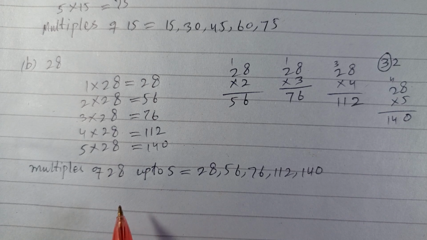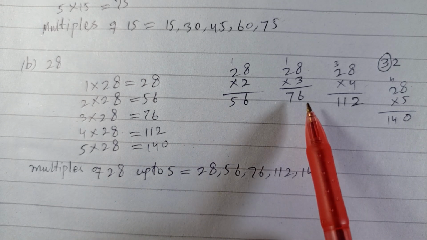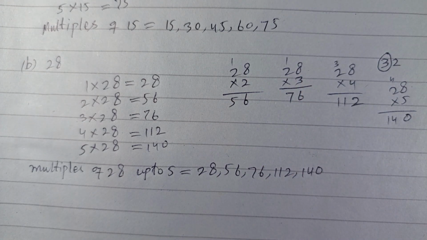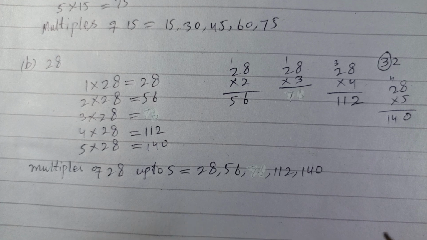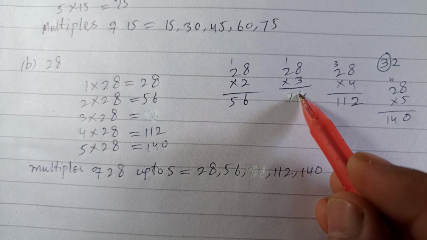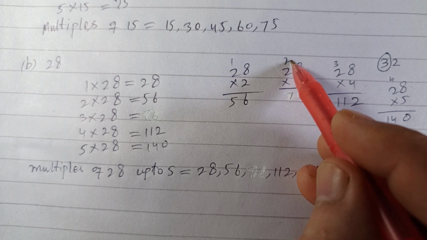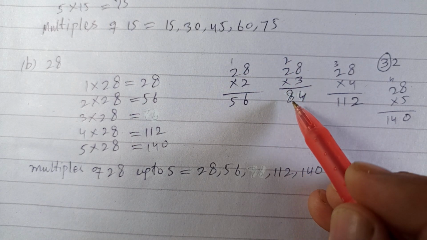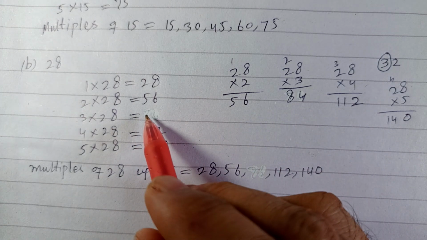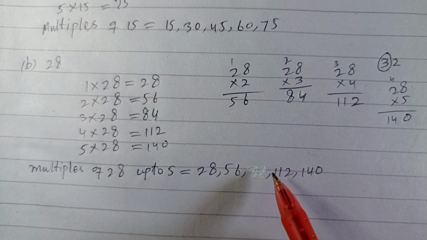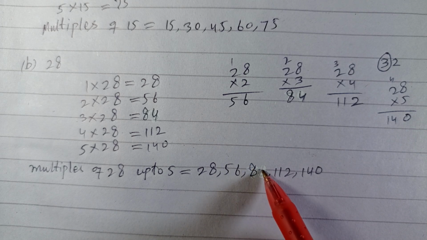These are multiples of 28 up to 5 only. Sorry dear student, this multiplication is wrong. 3 8s are 24. Sorry for that. 3 8s are 24. You will write 4 here, and 2 will be your carry, and 3 2s are 6. 6 and 2 is 8. So here will be 84. Here you will also write 84, and then here will be also 84.